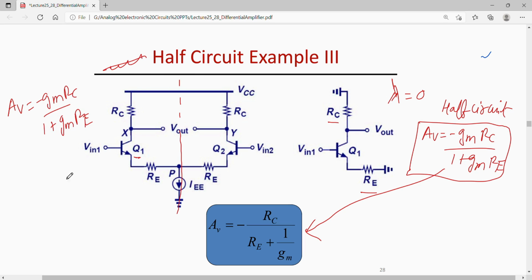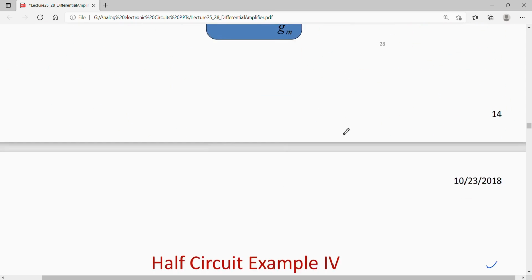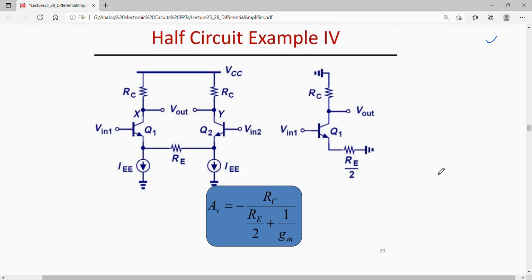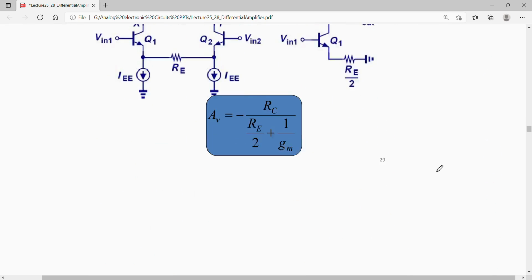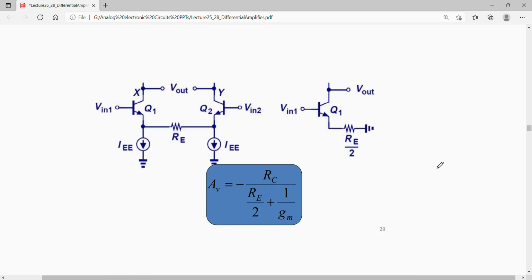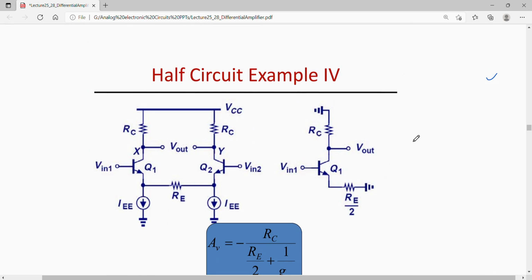So the gain of this circuit is equal to the gain of the half circuit. Similarly, let us consider the last example for the day. Last slide also, I hope. Yeah. So we'll end here itself.